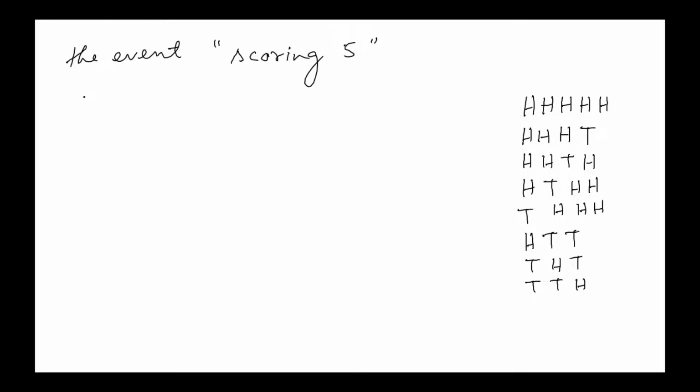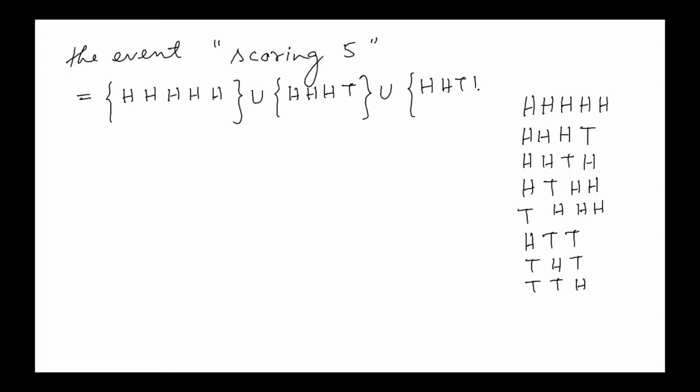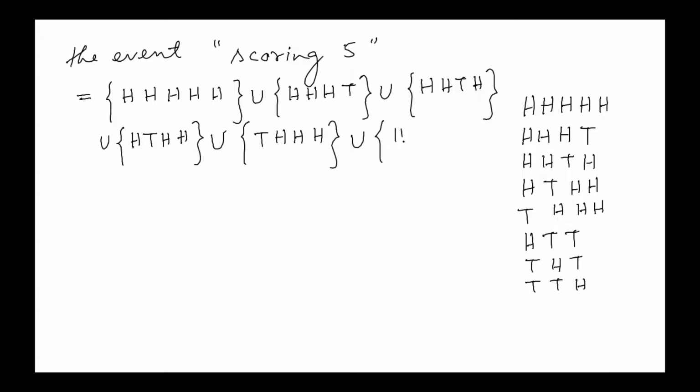Now let us write the event scoring 5: HHHHH union HHHT union HHTH union HTHH union THHH union HTT union THT union TTH.